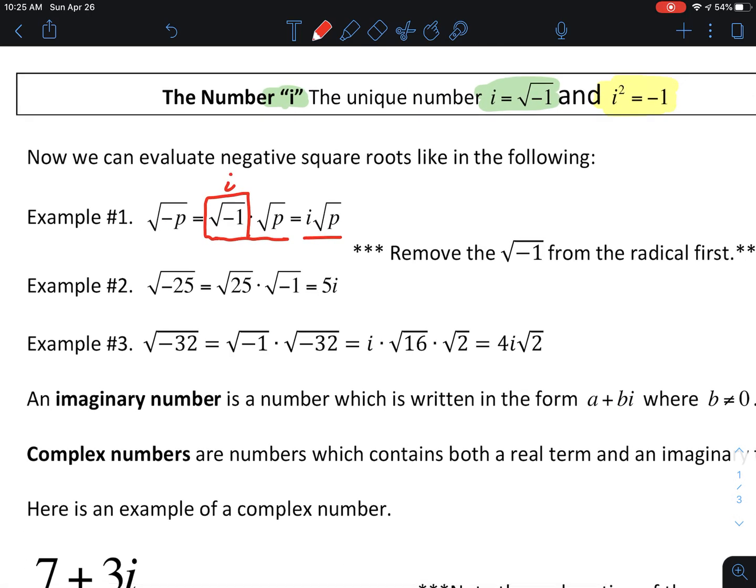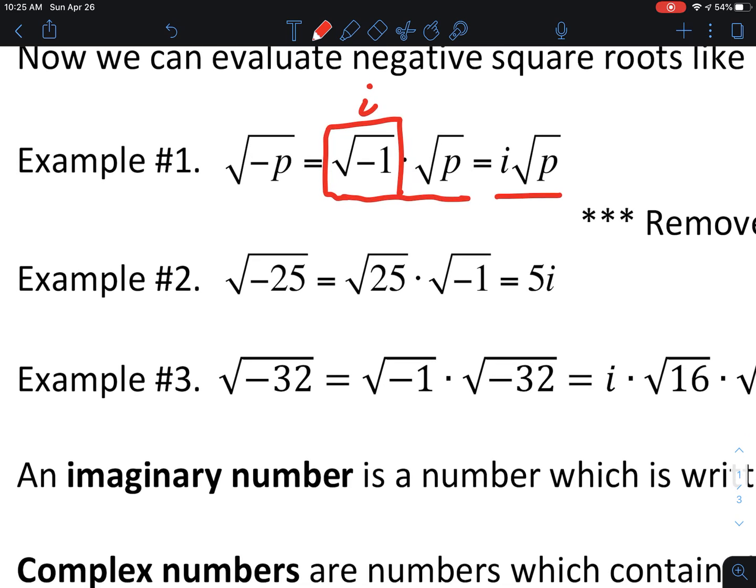So how about example number 2? The square root of negative 25. So we break that down into the square root of 25 times the square root of negative 1. Remember, the square root of negative 1 is i. The square root of 25 is 5. So the square root of negative 25 is 5 times i, or 5i.